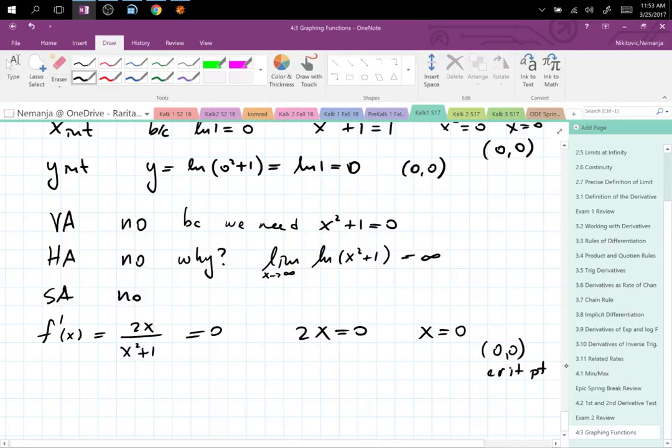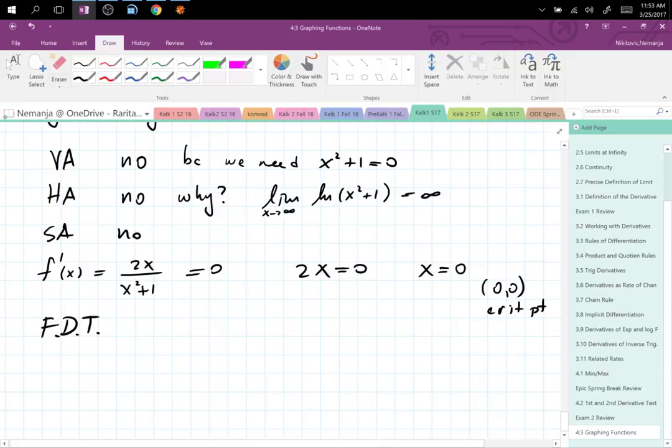So that's min, max, or inflection. First derivative test. We know that we are on the infinite domain, right? So we have to go from negative infinity to positive infinity, and we have to partition at 0 only. We have no vertical asymptotes. So let's just use negative 1 and positive 1 because we can.